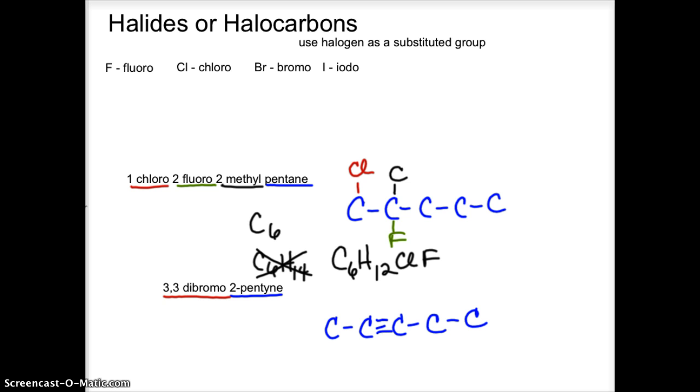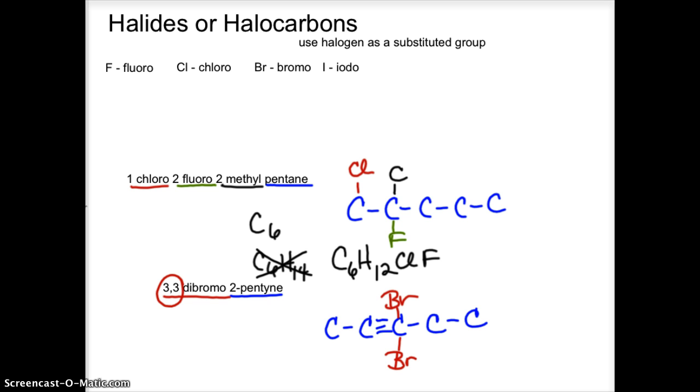And then as a substituted group, we have 3,3-dibromo. Notice that you're using the prefixes again, just like you were for the alkyl groups. A dibromo means that there are 2 bromines within that whole molecule, and the fact that they are on the third carbon is represented by the 3,3. So right here is going to be a bromine, and here is going to be a bromine. So that would be 3,3-dibromo-2-pentyne.